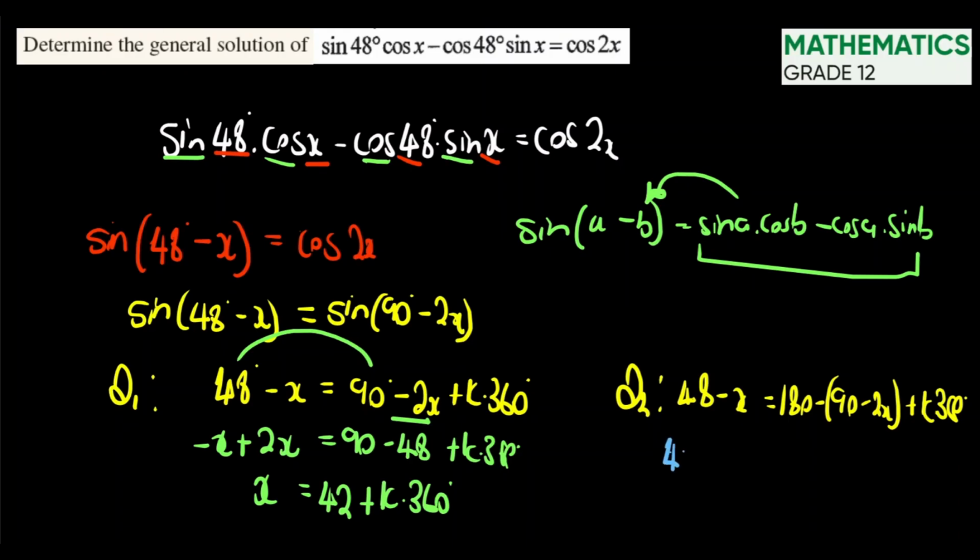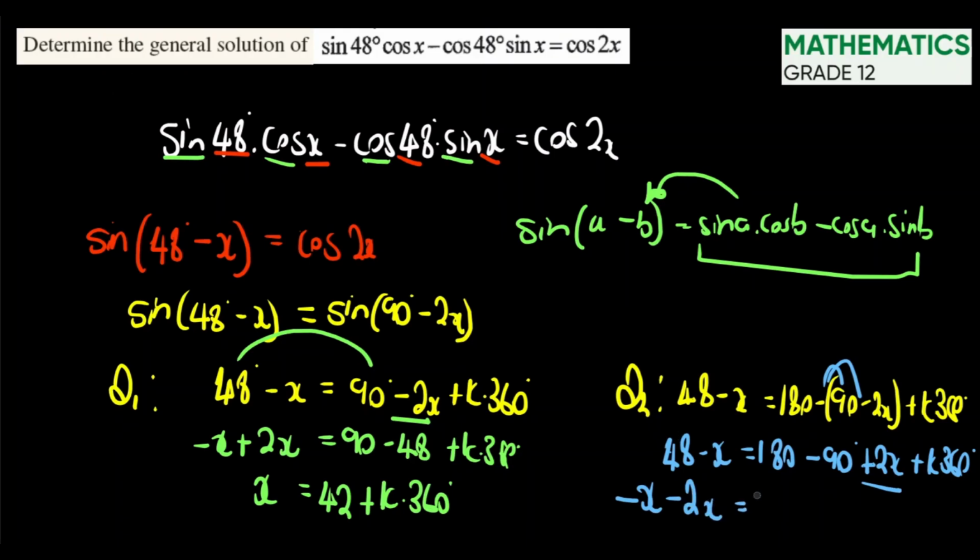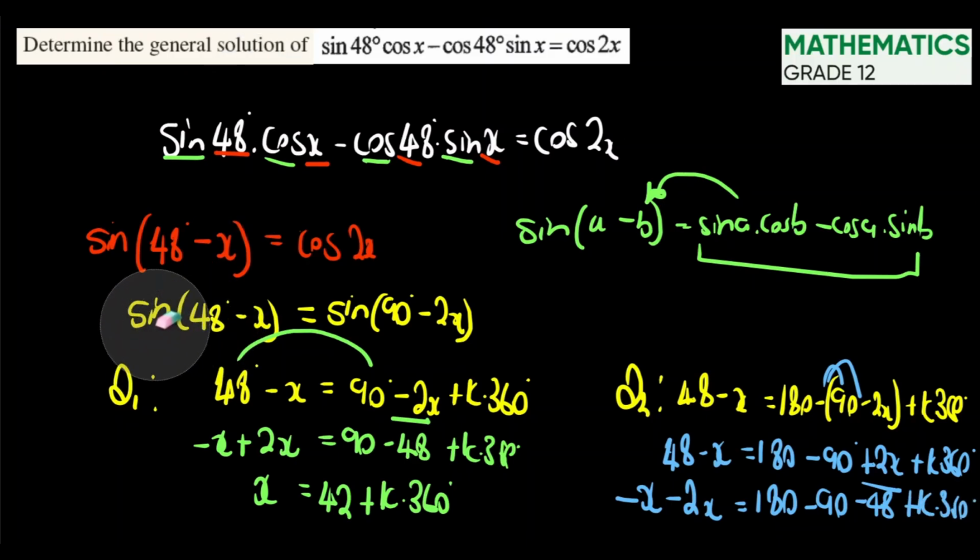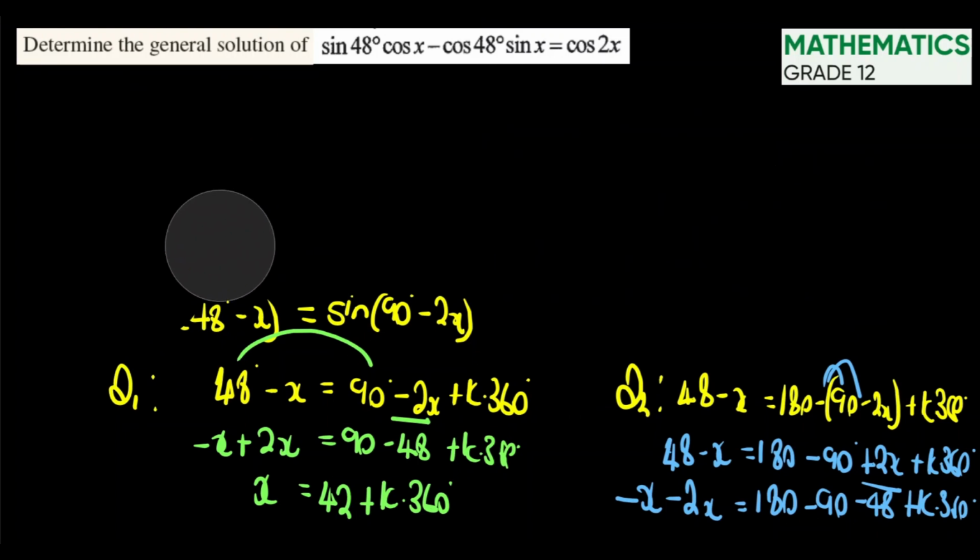For quadrant 2, we have 48 minus x, which is equal to 180 multiplied by the negative bracket of 90 minus 2x, plus k times 360. We bring the x to the left hand side. We're going to have negative x minus 2x. Bring the 48 to the right hand side. We're going to have 180 minus 90 minus 48 degrees plus k times 360. So let's make room for this solution.